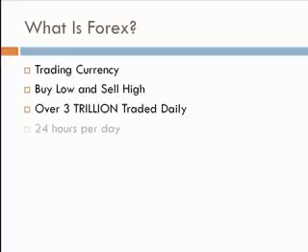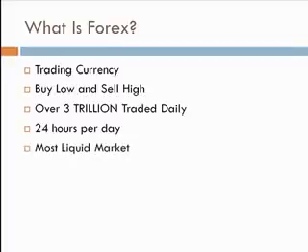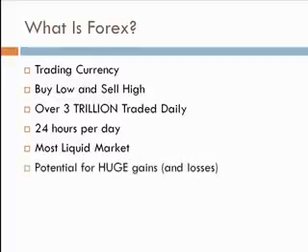It's traded 24 hours a day around the world. That's the nice thing about this, it doesn't really matter so much what time zone you're in. If you want to get involved in Forex, you can trade whenever you want. Now, there are times that are better, depending on the country that you want to trade in. But there is trading available all over the world at any given point. It is the most liquid market. We are trading with money, right? How much more liquid can you get with that? And there is a huge potential for gains, and if you do it incorrectly, for huge losses as well.